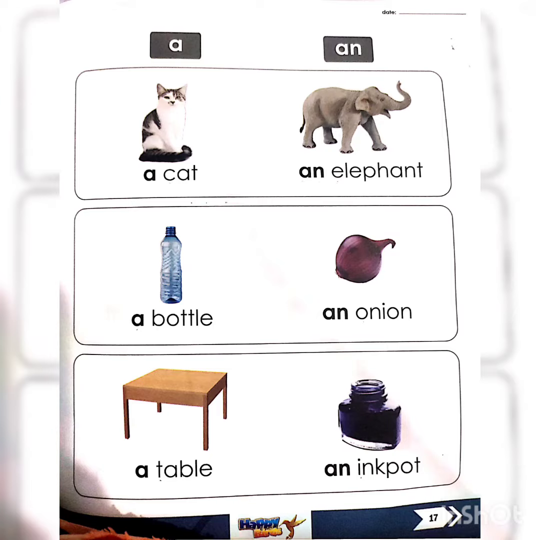The next picture is an ink pot. Ink pot spelling starts with i, a vowel sound, so that's why we put an before ink pot.